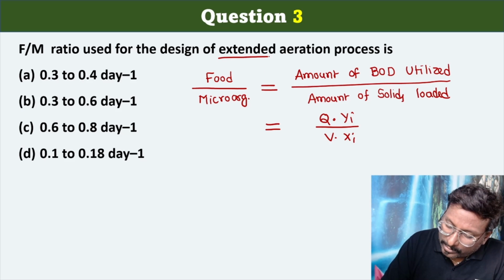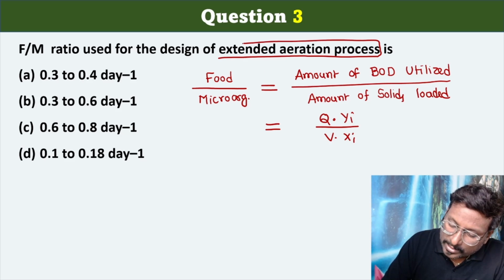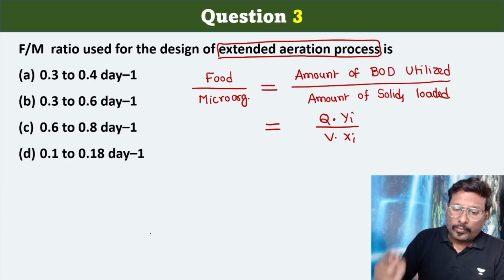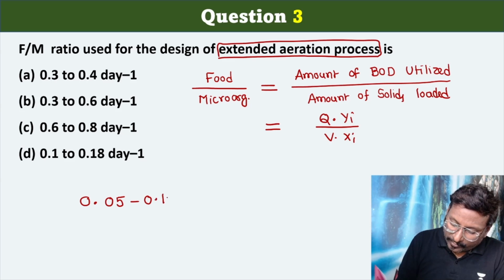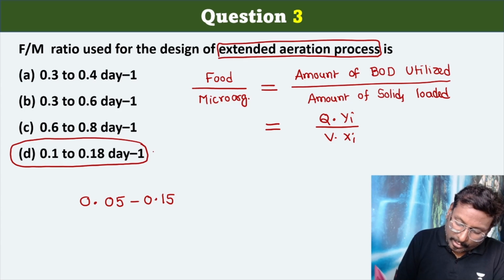And very important, they are asking for extended aeration process. So for extended aeration, generally it is 0.05 to 0.15. So from the options, we can go for option D.